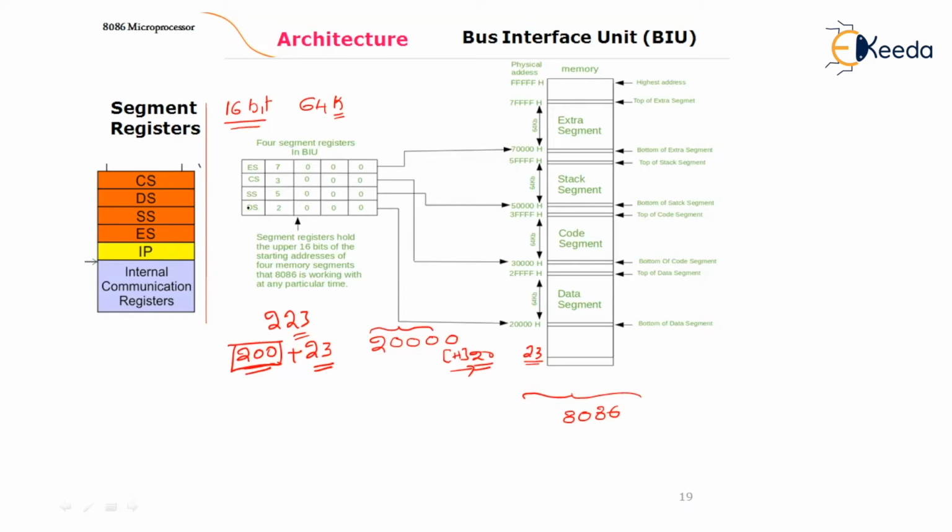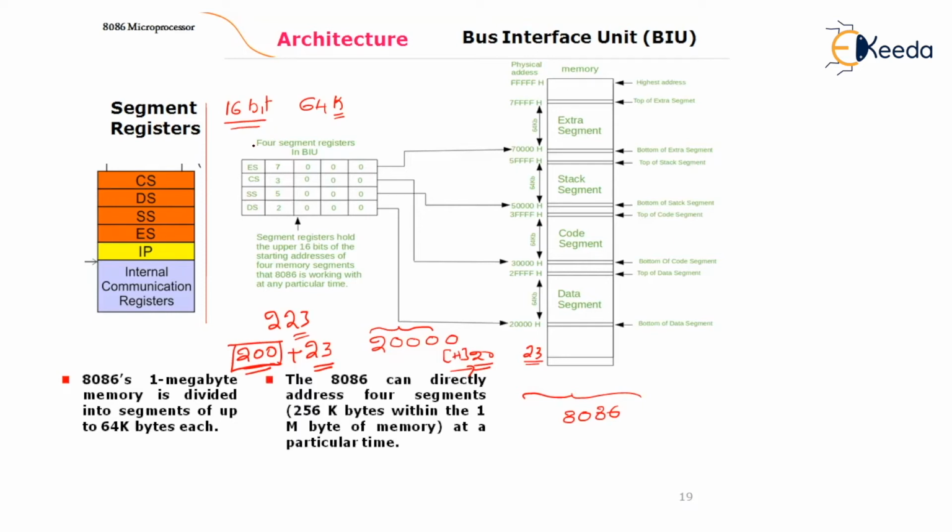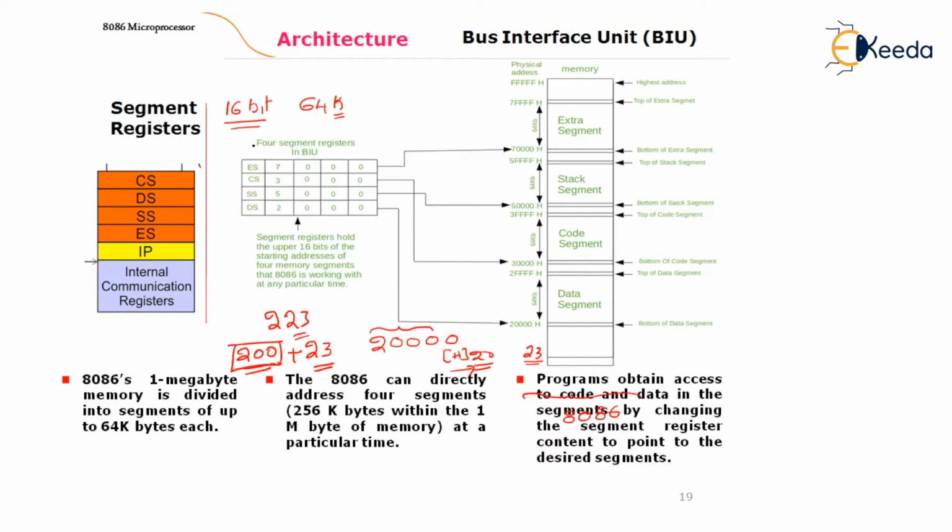This is the reason why we use these segment registers, and these segment registers hold the starting address, and that too only the first 16 bits, the most significant 16 bits of that starting address, or the base address, whatever you call it. Here it is given that in the 8086, 1 megabyte of memory is divided into segments of up to 64 kilobytes each. The 8086 can directly address 4 segments at a particular time. Programs obtain access to code and data within the segments by changing the segment register contents to point to the desired segment. As I already told you, 200 must be added to the desired address within the segment. When we club them both, we get the actual address that can be accessed, right?